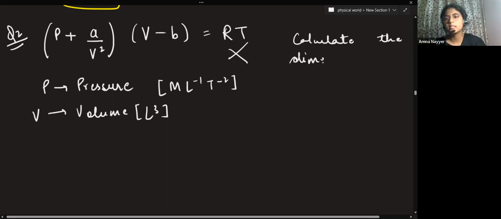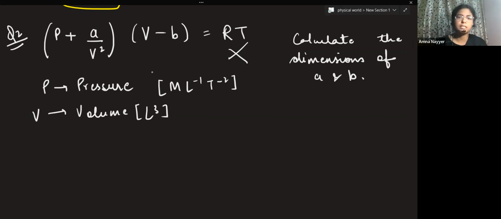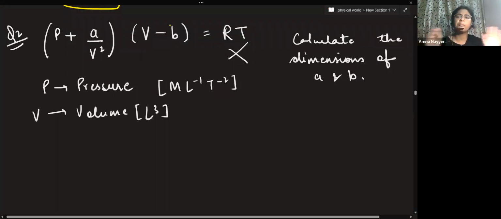Calculate the dimensions of A and B again. Now, can any one of you tell me what will be the dimension of B without any calculation?